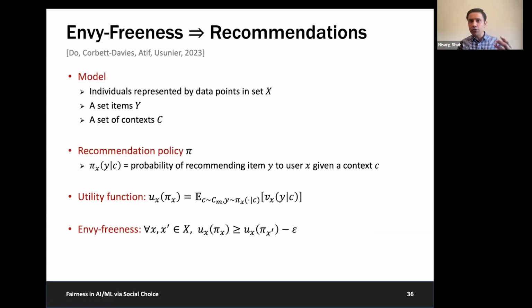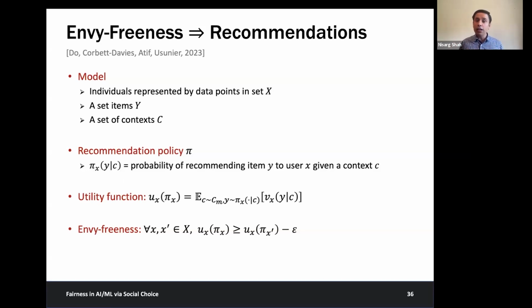You again have this individual represented by data points in some Euclidean space X. You have a set of items Y, and in this particular modeling, you have a set of contexts C. And a recommendation policy pi basically decides which recommendations to give to each user in which context. Okay, so for each user X, this pi_X of Y given C would be the probability of recommending item Y to user X in context C.